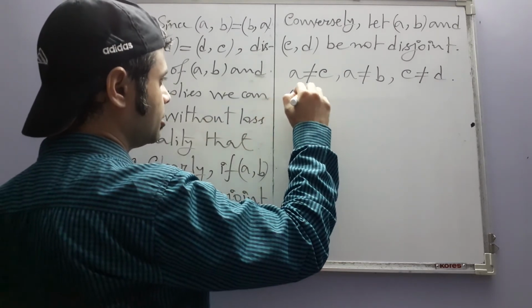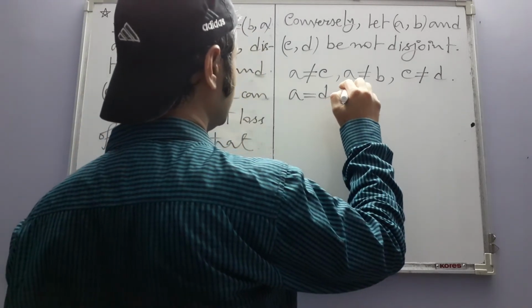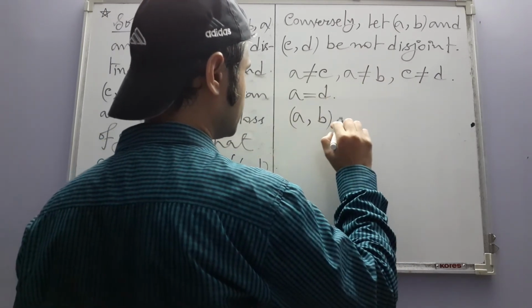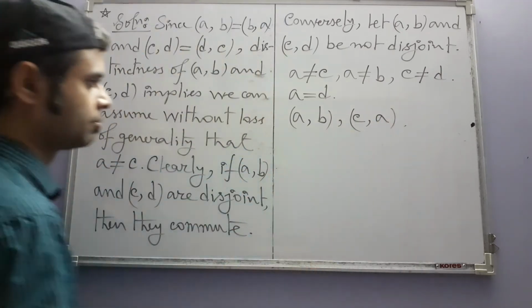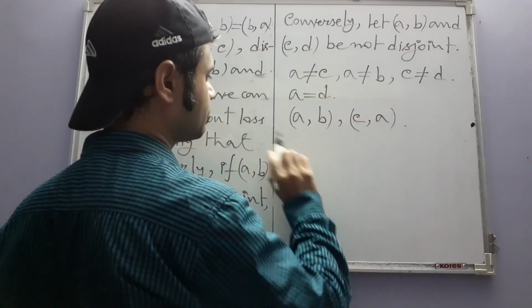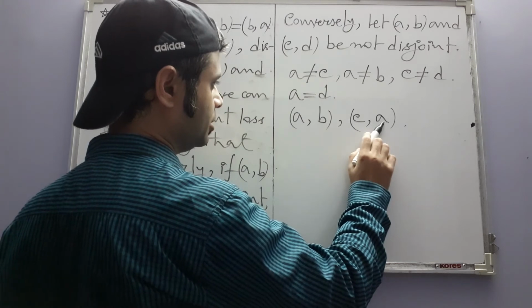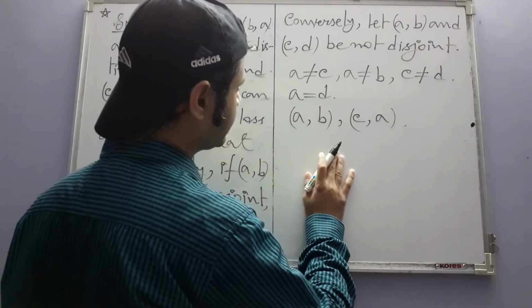Can we have A equal to D? That is another question. Can we have A equal to D? If we consider A equal to D, does that create any problem? Still A is different from B, still A is different from C, and C is also different from D. In this case, D and A are the same thing, so there is no problem. Okay, so A can be equal to D.